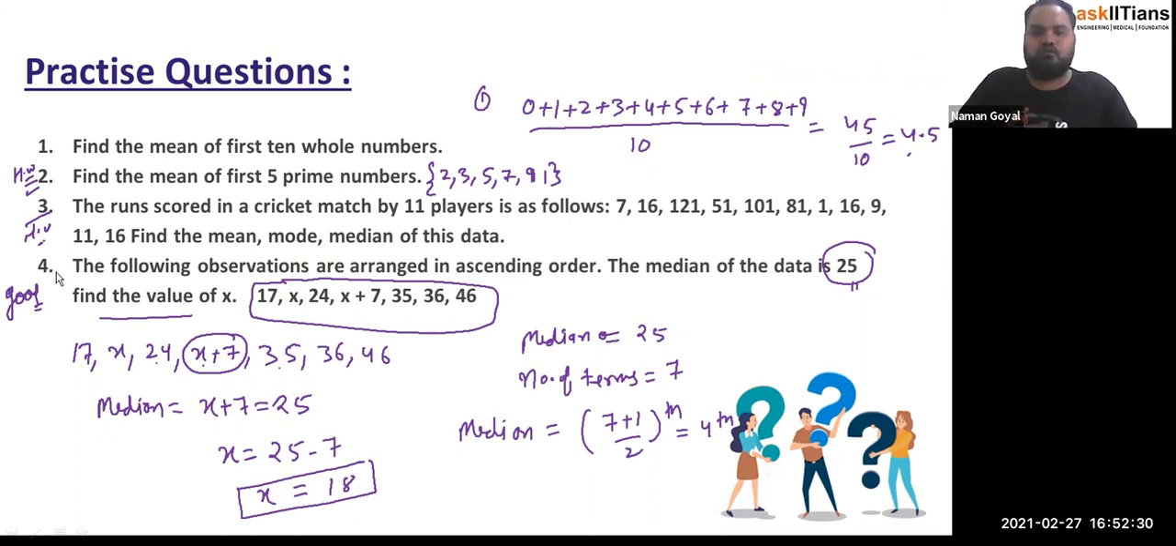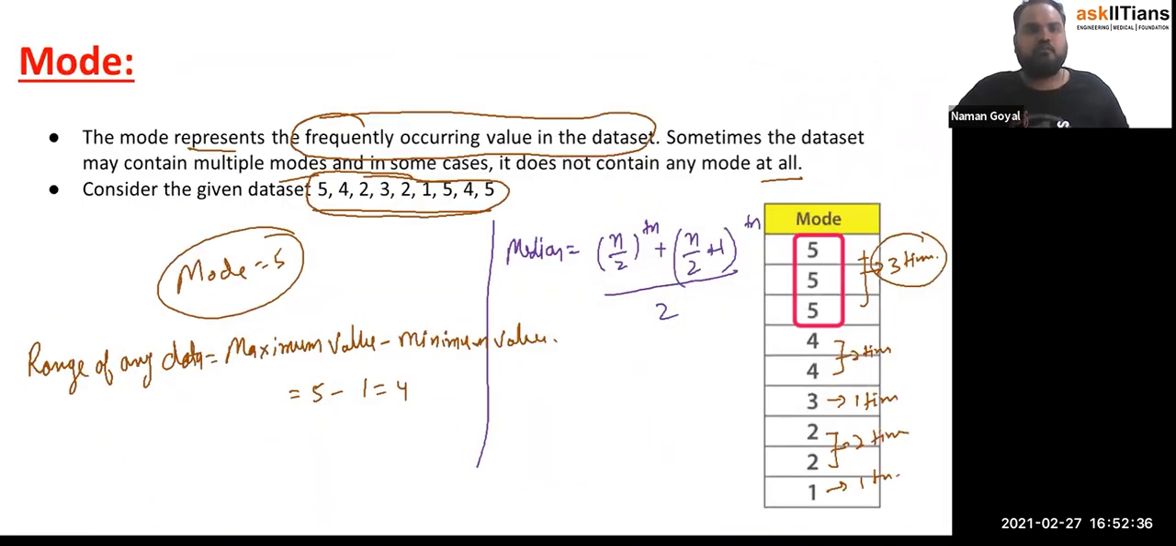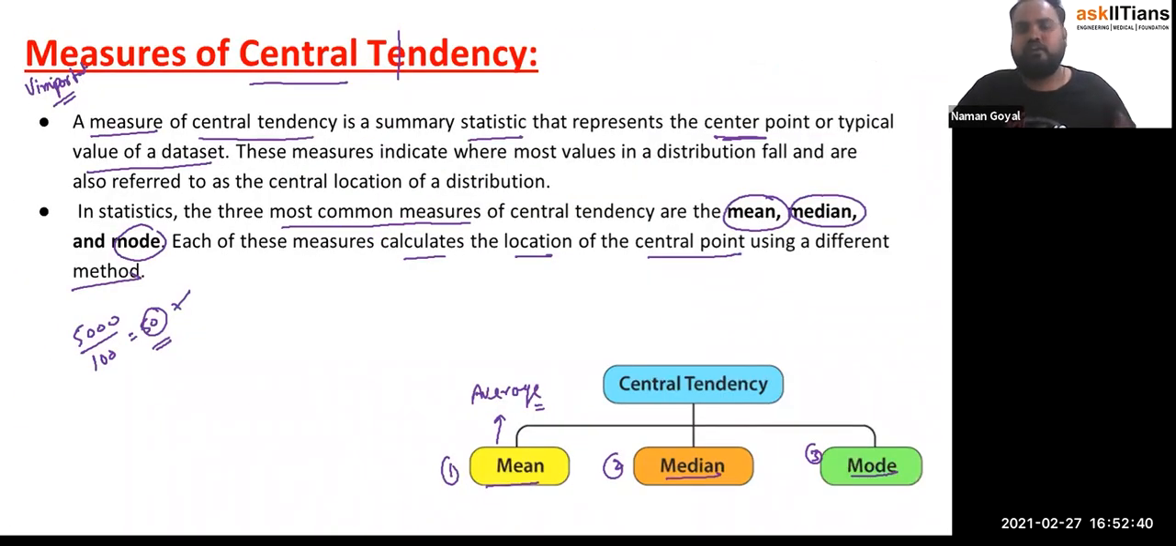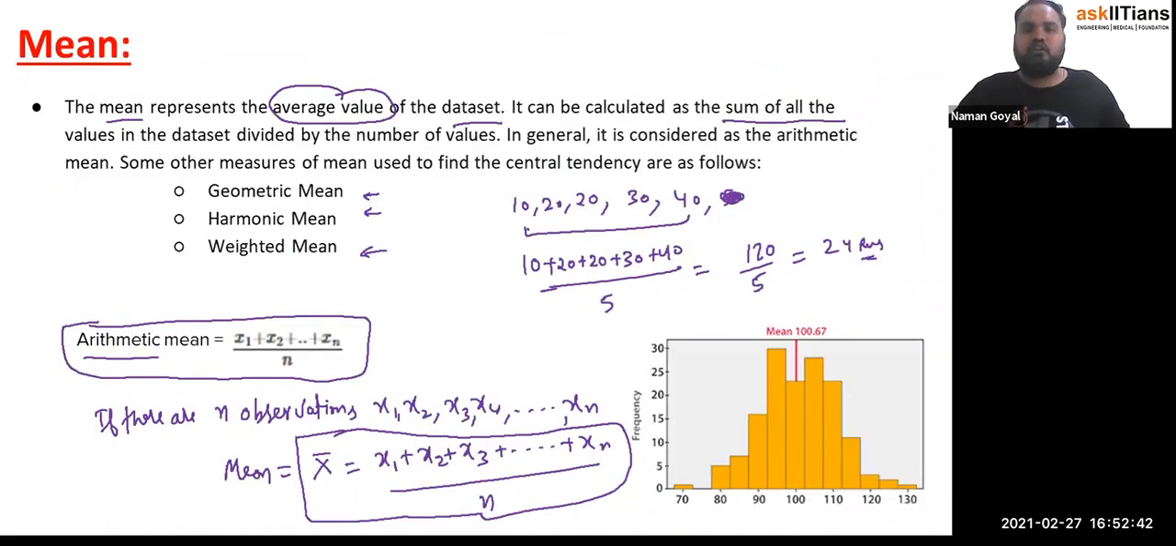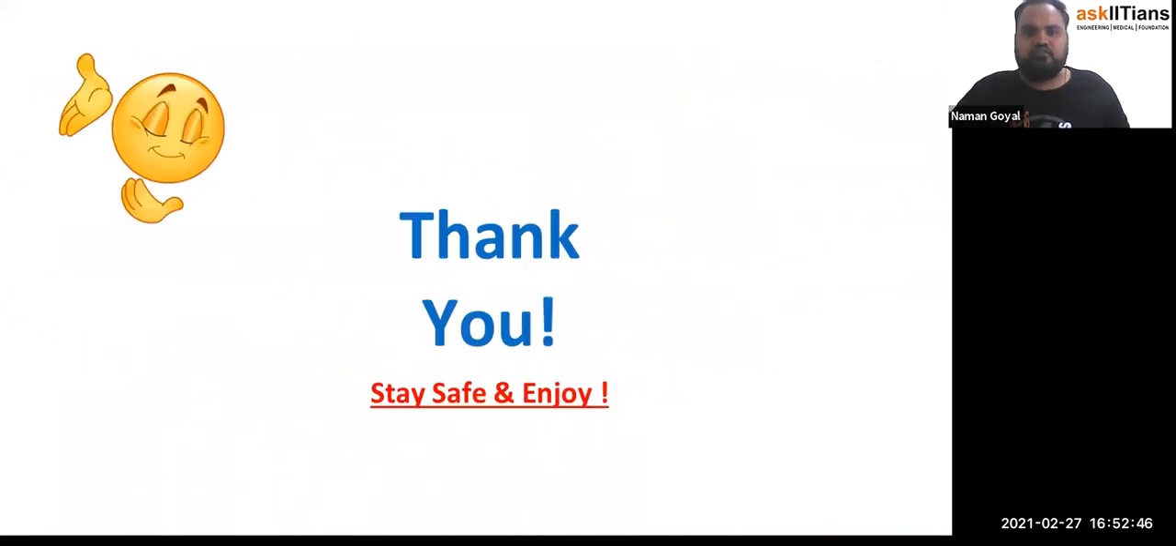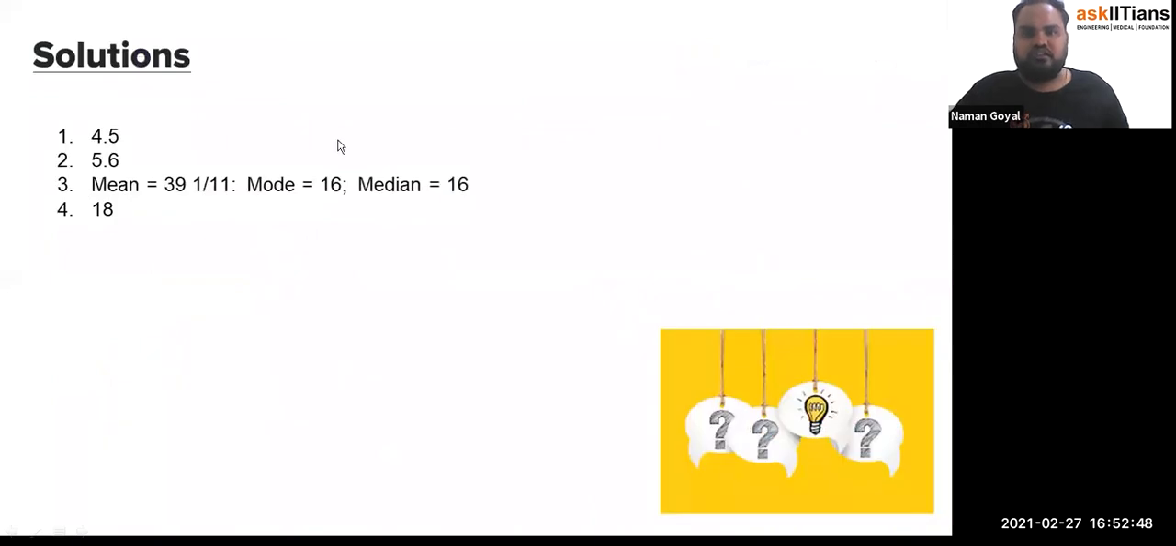Very nice. So this is all about this part. In this part, we learned about the most 3 parts, which is mean, mode, median. These are very important because mean, mode, median also come in class 10. So this is all for today's lecture.